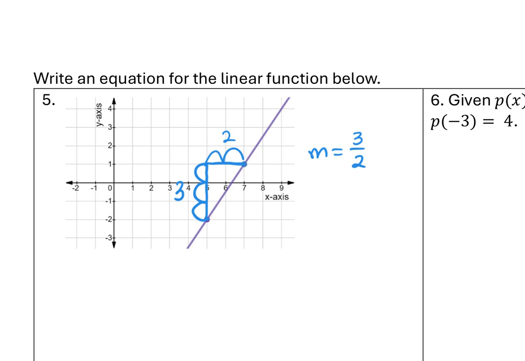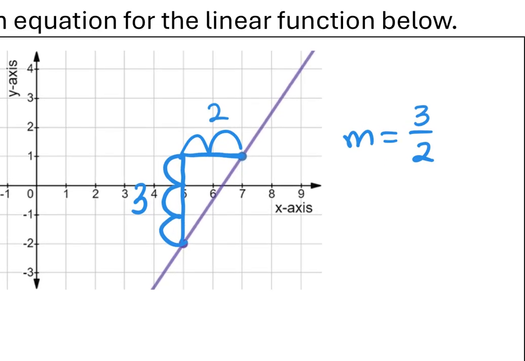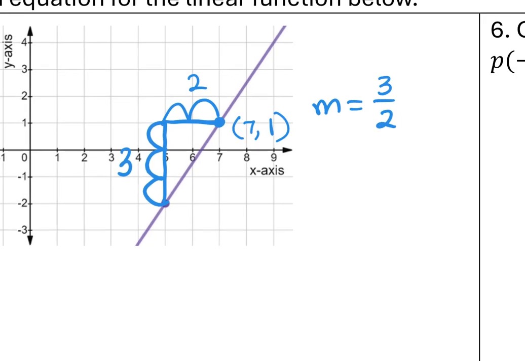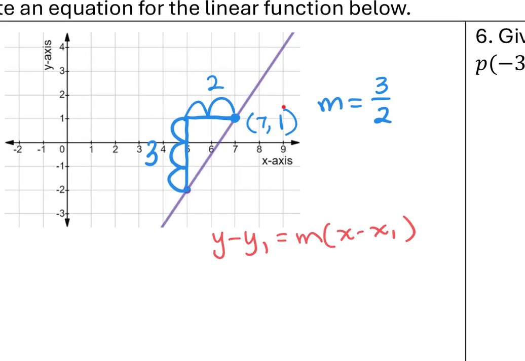Now that we know the slope, we can choose either one of these points. It doesn't matter which one. Mathematically, it should come out the same. So I'm going to use this point right here because they're both going to be positive. That's the point 7, 1. So now that I know the slope and now that I have a point, I can use my point slope form. So I can plug that into y minus y1 equals m times x minus x1. Because my point will get plugged in for the x1 and y1, and then my slope will get plugged in for the m.